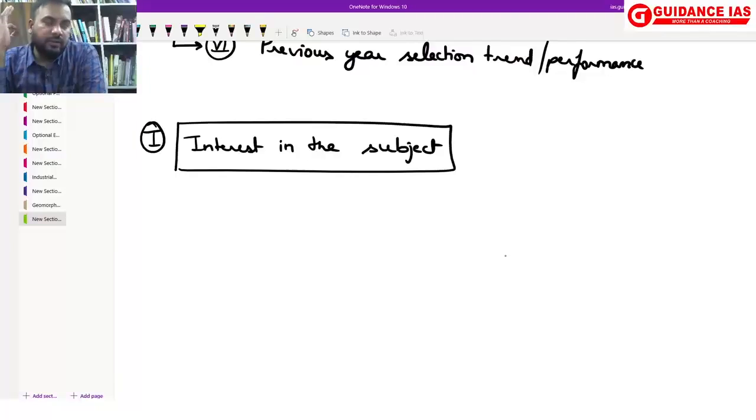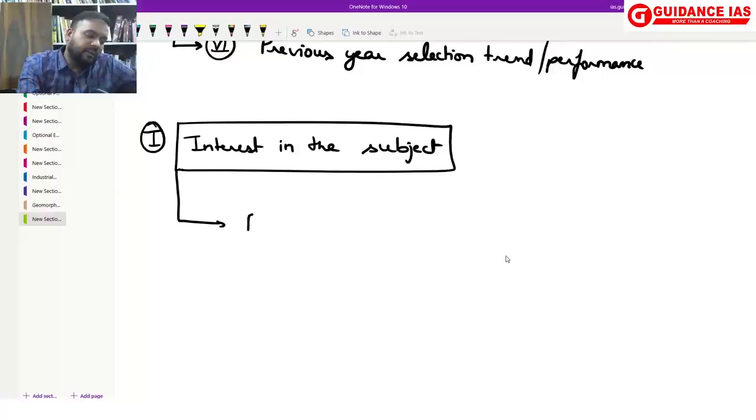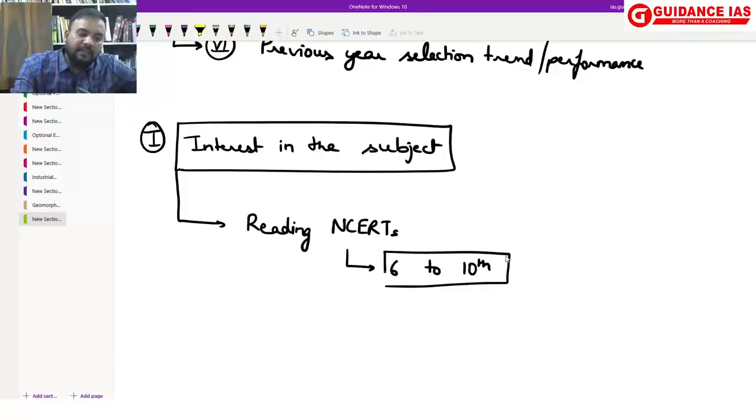Okay, so the very clear thing is how I will think about which subject I am interested in. The best way of developing the interest is you start reading the NCERT. Read the NCERTs. I would suggest class 6th to 10th is the ideal NCERT level which you should be reading. If you can go up to 12th, there is no problem in that, but 6th to 10th is elementary, compulsory, which you have to read.